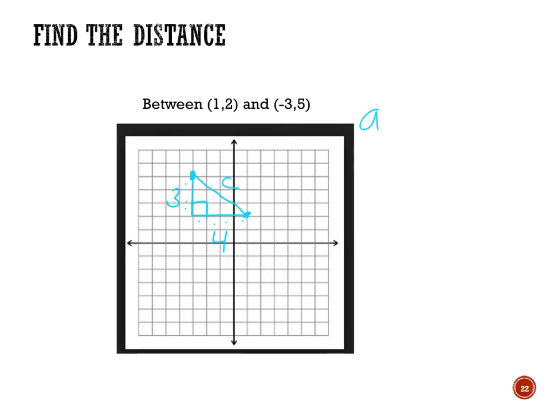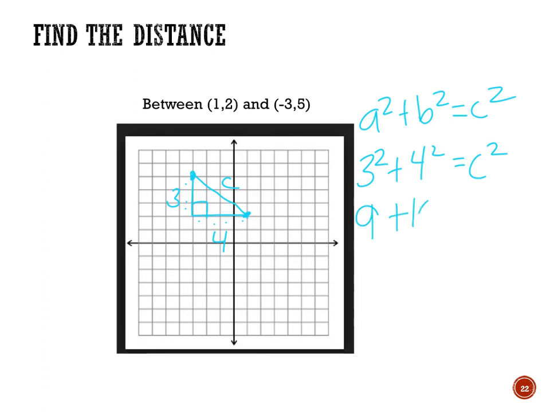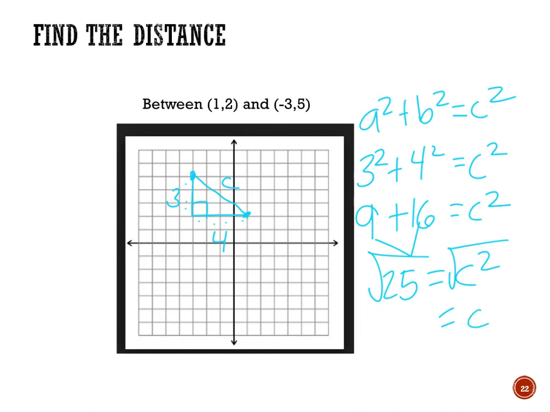Okay, so a squared plus b squared equals c squared. So a squared equals 3 squared plus 4 squared equals c squared. 3 squared equals 9. 4 squared equals 16. 9 plus 16 equals 25 equals c squared. I don't want to know what c squared is. I want to know what c is, so you have to take the square root of both sides. The square root of c squared equals c, and the square root of 25 equals 5.